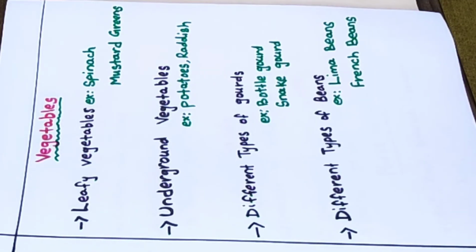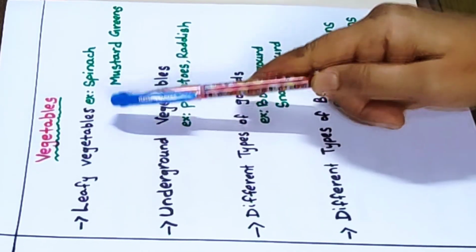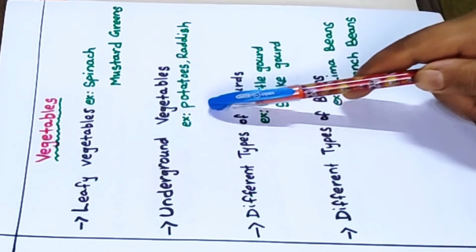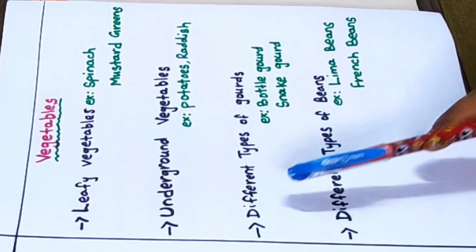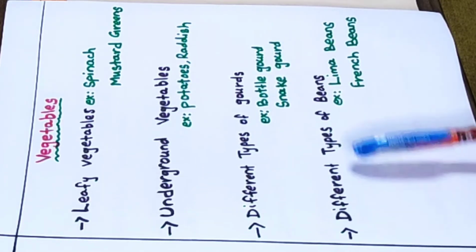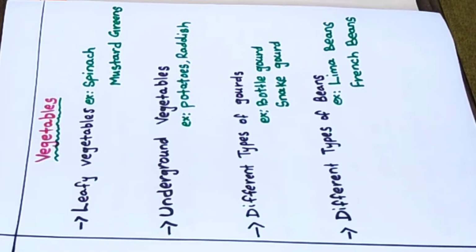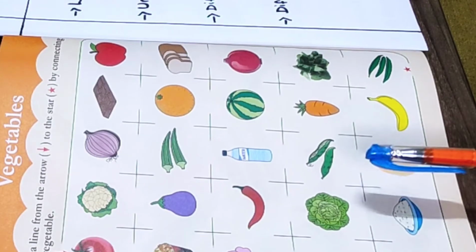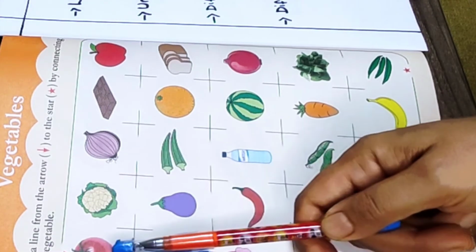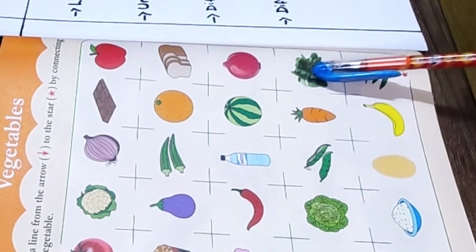Next, the child needs to know about vegetables. In vegetables, the child should know different types of vegetables like leafy vegetables, for example, spinach, mustard greens. Underground vegetables, for example, potatoes, radish. Different types of gourd, for example, bottle gourd, snake gourd. Different types of beans, for example, lima beans, French beans. The same type of worksheet you can use for vegetables where the child needs to draw the line from this arrow and join all the vegetables and reach the star.